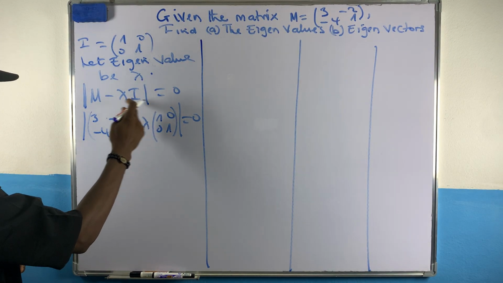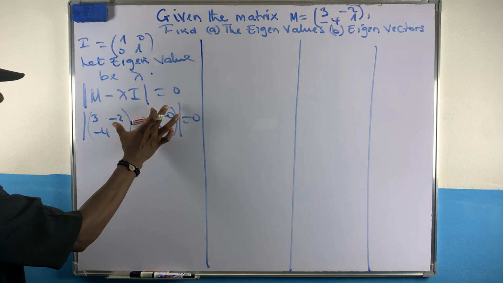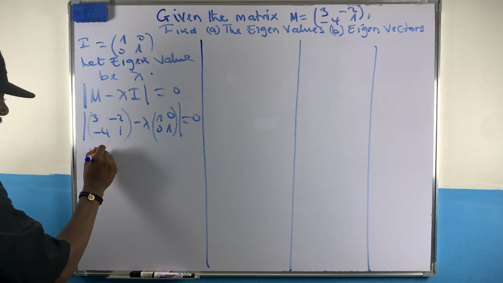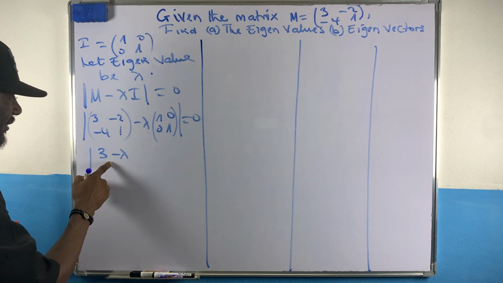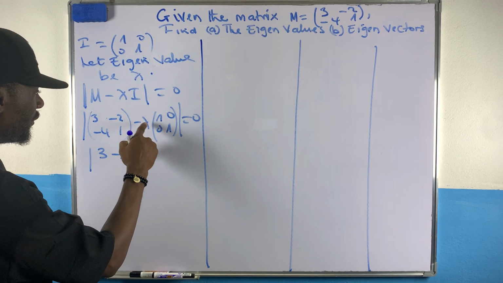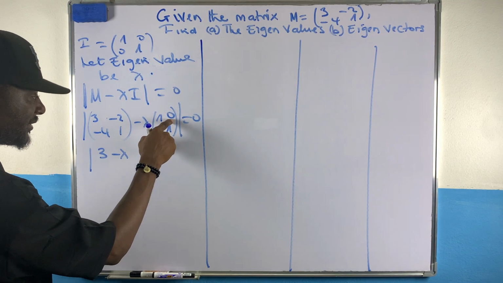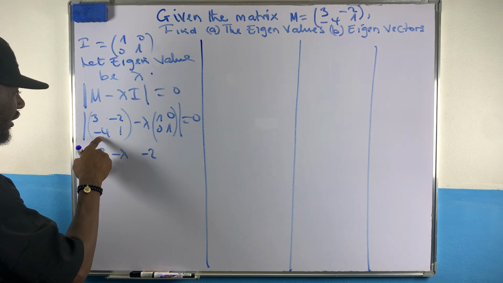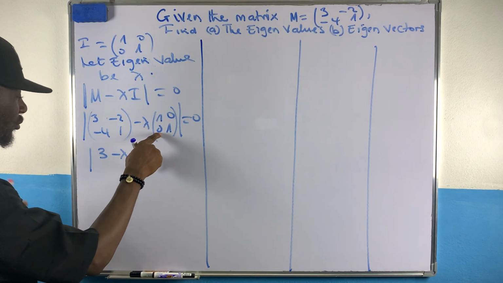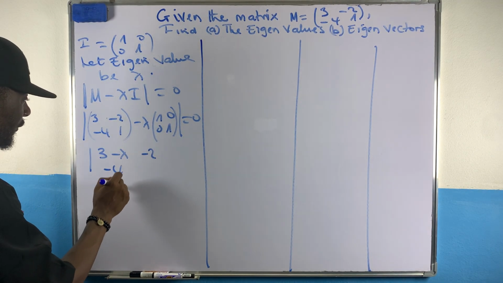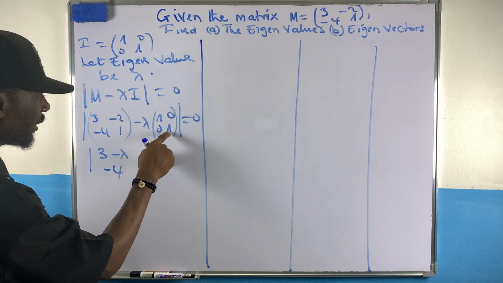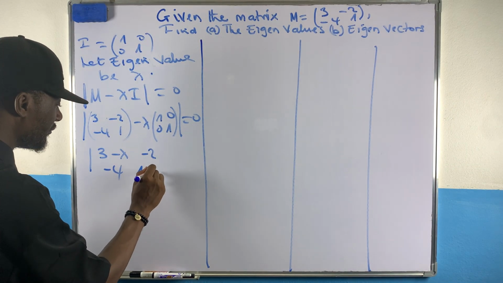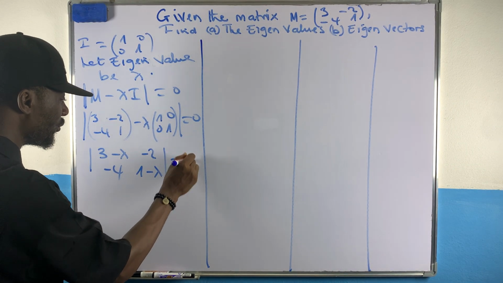When we resolve what is inside the determinant sign, we are going to have 3 minus lambda as this entry. Then this entry will become negative lambda multiplied by 0, which is 0, so this entry will be -2. Then -4, negative lambda multiplied by 0 is 0, so here will be -4. Negative lambda multiplied by 1 is negative lambda, so this entry will be 1 minus lambda. The determinant is equal to 0.